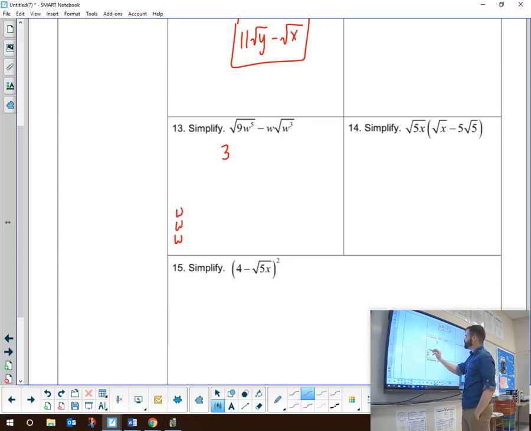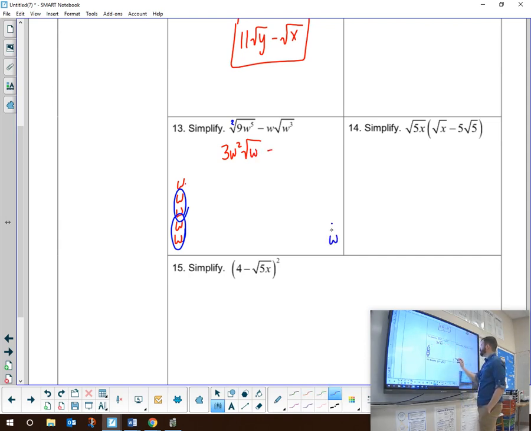We have 1, 2, 3, 4, 5 w's. We're circling in groups of 2 because there's an invisible 2 right there. And so we're going to bring 2 w's to the outside. So we'll have a w squared to the outside times the square root of what's left over, 1w. Same thing over here. We can take these w's, 1, 2, 3 w's on the inside, bring a w to the outside. I already have a w out there, so that's going to be w squared. We have a w left over.